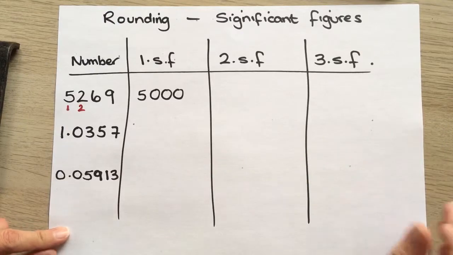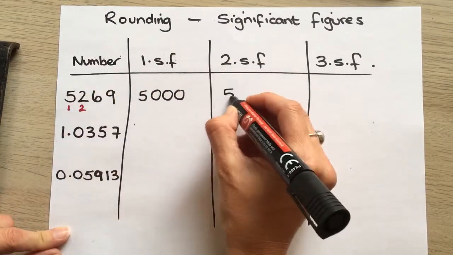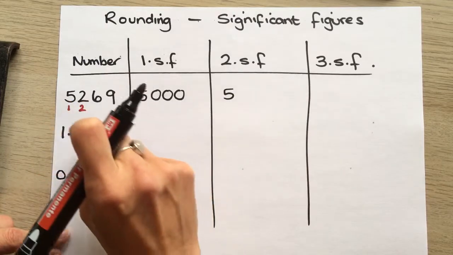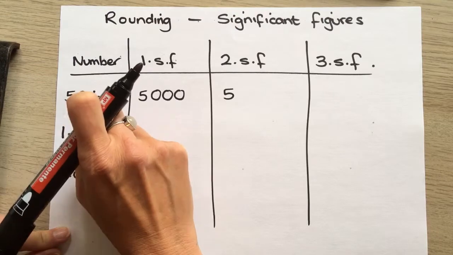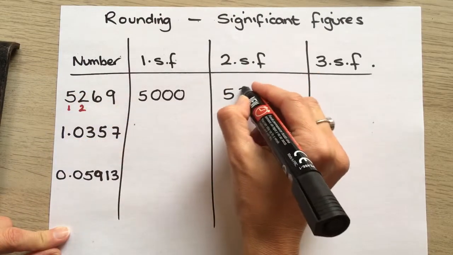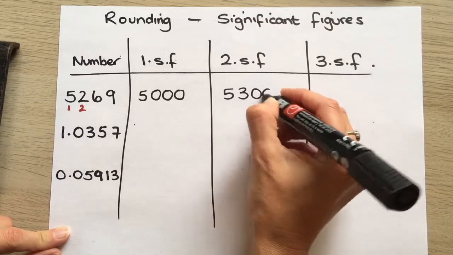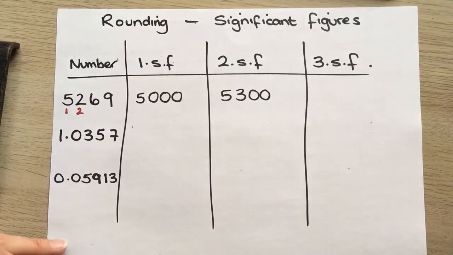Now when we're talking about two significant figures, we count 1, 2, that's the second significant. So in this case, we are rounding to the hundreds. We have a 5 and then it's the hundreds that are rounding. We have a 6 next to the 2, which means that this number is 5 or more, which means that this changes to a 3. So to two significant figures, it's 5,300.